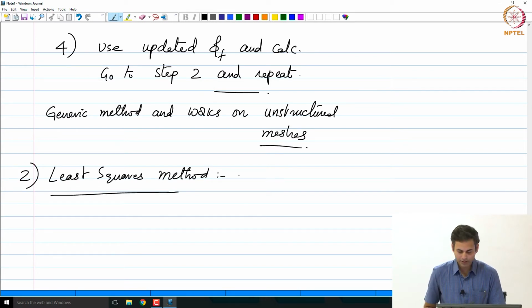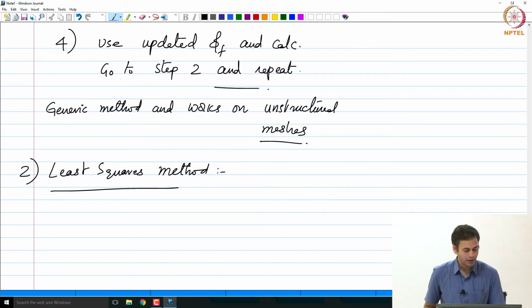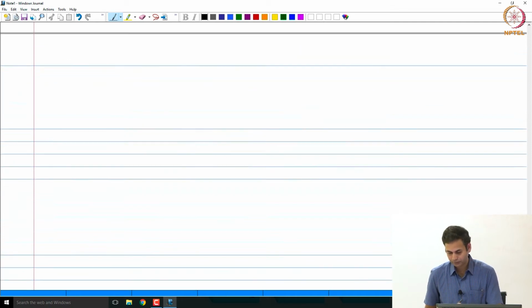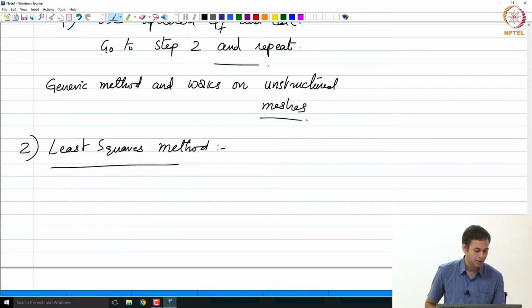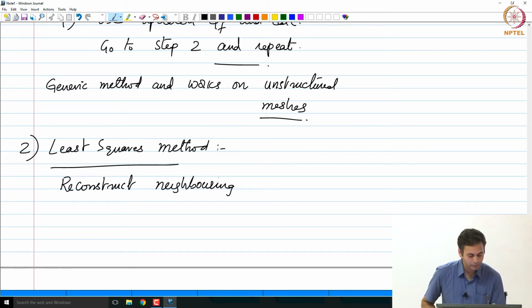Now, the idea in the least squares method is to reconstruct the neighboring value of phi. Okay. So, essentially reconstruct neighboring cell value from the present cell value. Okay.